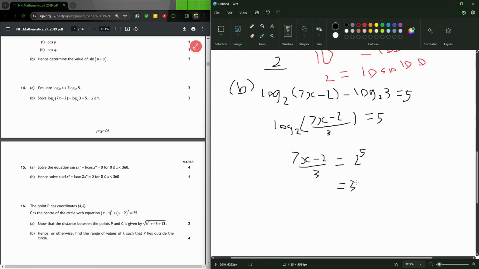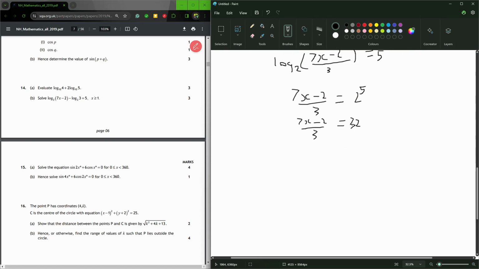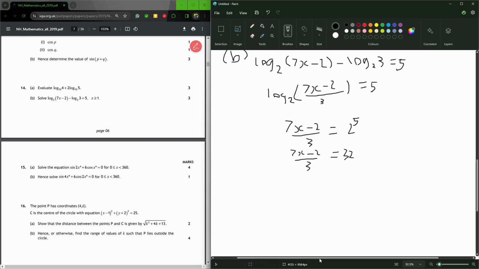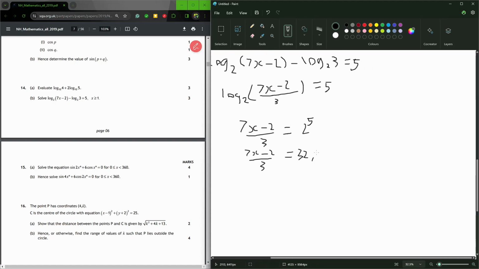So that's 32, right? And then (7x minus 2) over 3. Then we can just solve it algebraically from there. I'll try to do a bit more horizontal, save the trees, you know. So 7x minus 2, I'm going to times both sides by 3. That'll give us 96, because 3 times 32 is 96. Then add 2 to both sides. So that'll give us 7x equals 98.